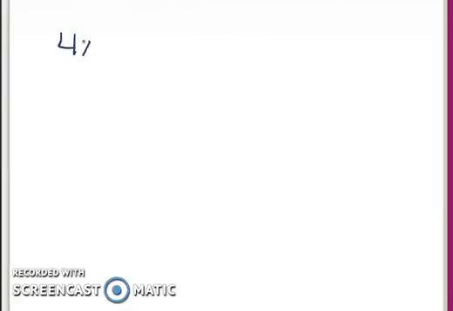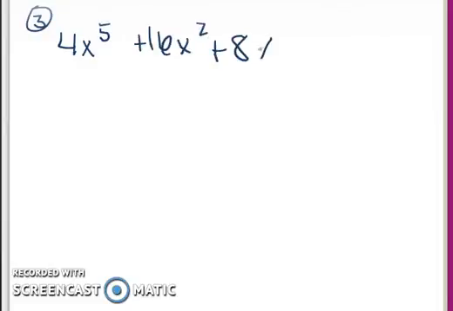Next one, we get 4x to the fifth. So this is number 3. 4x to the fifth plus 16x squared plus 8x. Again, I'm looking at my coefficients. I see I can pull a 4 out, and I also see I can pull an x out. Oops, sorry, didn't need to put the parentheses there. So I can pull an x out as well.